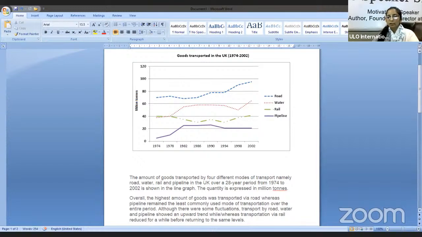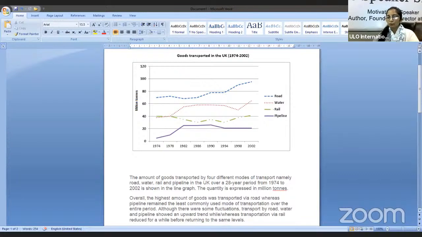And if we talk about rail, it reduced for a while. That means declined for a while. The quantity decreased for a few years and reduced for a while before returning to the same level. That means after reducing, it also came to the same level. It came to the same level by the end of 2002.